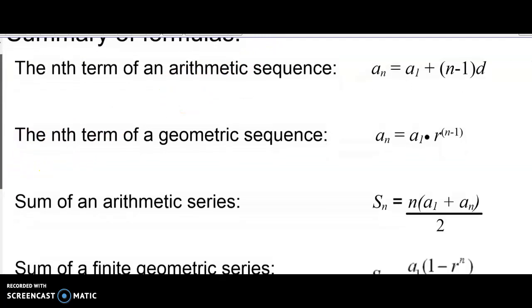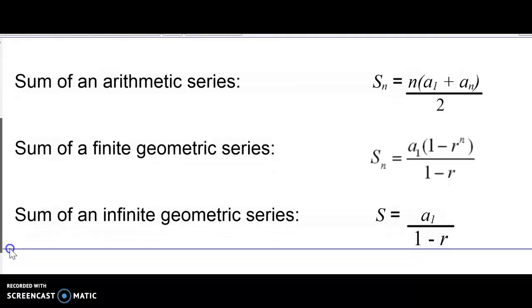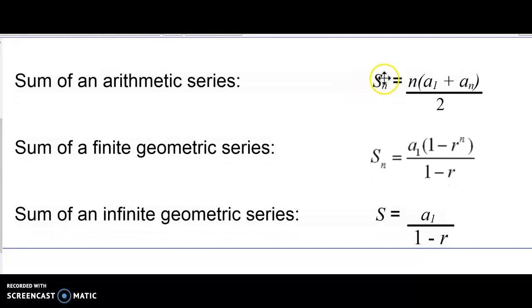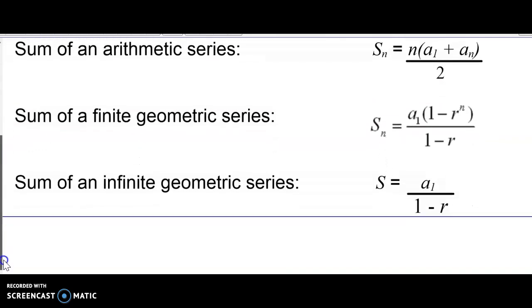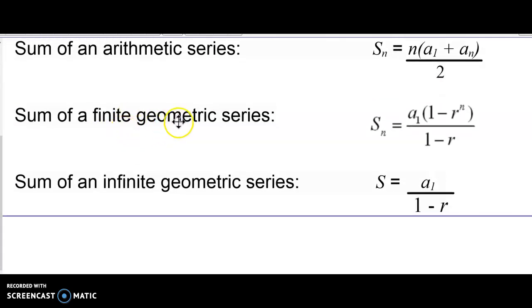Then we have a formula for finding the sum of an arithmetic series. You have to know your n, you need to find your a sub n, and you need to know your a sub 1. If you don't know what a sub n equals, then you go back up here to your arithmetic sequence. This formula right here is going to give you your a sub n, and then you divide that by 2.